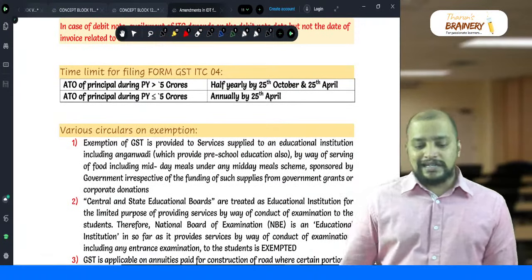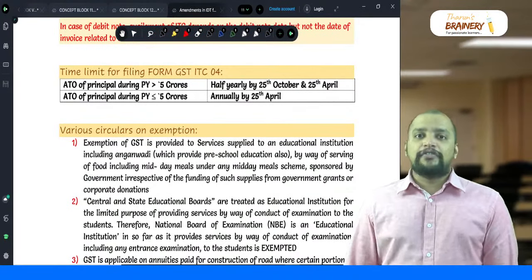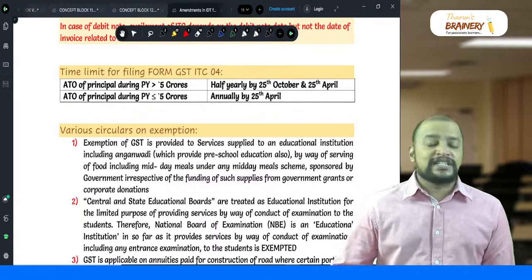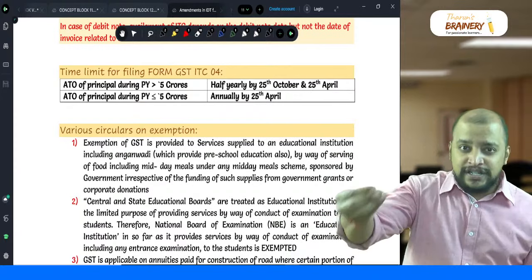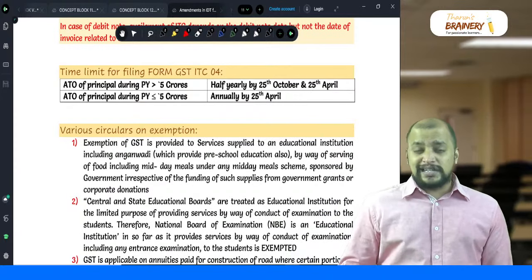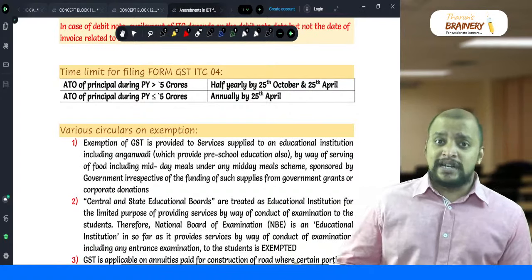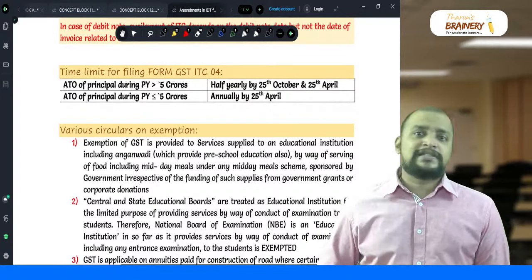What is this ITC 4? Form GST ITC 4 is a statement that needs to be given by a person who is sending goods on job work and receiving the goods back from the job work. This statement was previously quarterly, but now it has been amended to a half-yearly and annual statement.